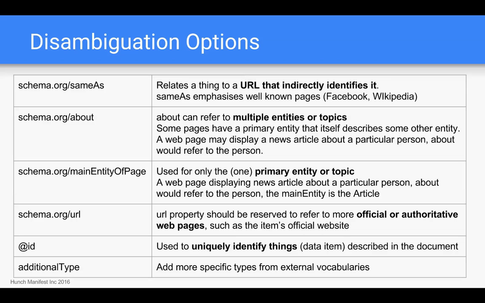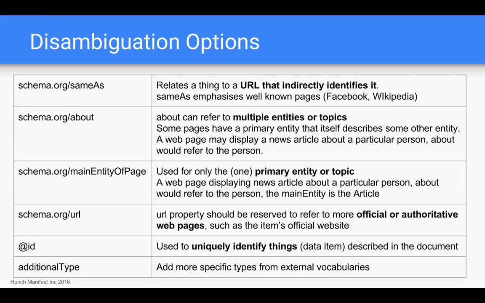The URL and ID are also kind of working similarly. Not to be confused, though, they are different. The URL property should be reserved to refer to the more official or authoritative web pages, such as the item's official website. So if you have perhaps a product review, you might be using the URL to refer to the web page of that. The ID is another one that uniquely identifies things within your document.